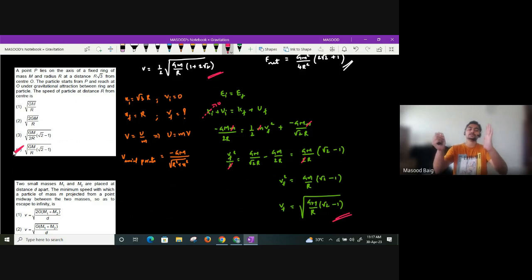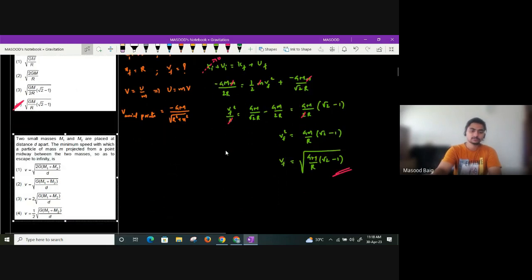Initially, the point was at a distance root 3r. So due to the effect of gravitational pull of the ring, it will move towards the center. When it is at a distance r from the center, what is the speed they are asking? So because it is moving only under the influence of gravitational force, we can conserve the mechanical energy of the system. Is that clear, all of you? I hope it is clear.